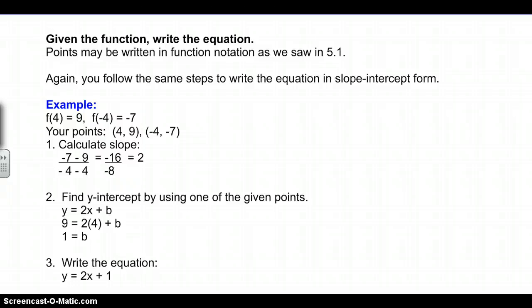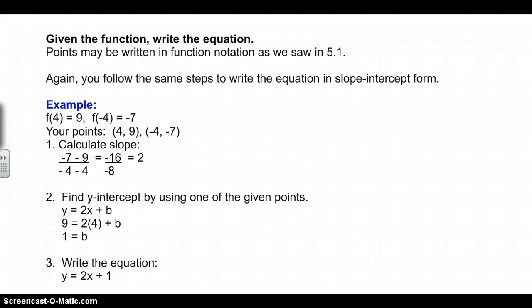In the next case, you're going to be given the points but in function form. So given the function form points, you have to write the equation. It's going to be just like we saw in 5.1, only there won't be a y-intercept there. At least it won't be obvious to you. Right? You're going to follow everything in the same steps that we did before. So the example is, if f of 4 equals 9 and f of -4 equals -7, you want to write the equation. The first thing is, write down the coordinates for your point. We have 4, 9, and -4, -7.